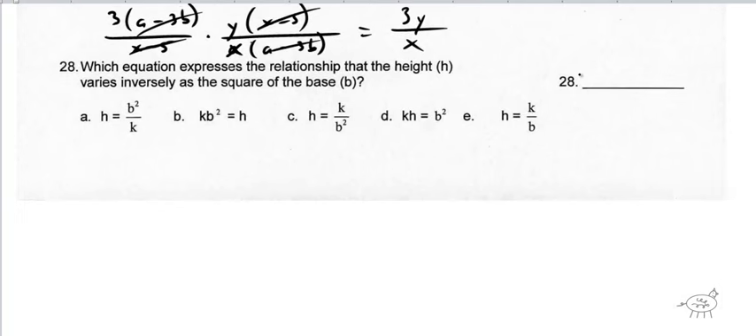Okay, and 28. Which equation expresses the relationship that the height varies inversely? Inversely means just the reciprocal as the square of the base. Okay, and so again, the height varies inversely to the square of the base. So let's see. All right.